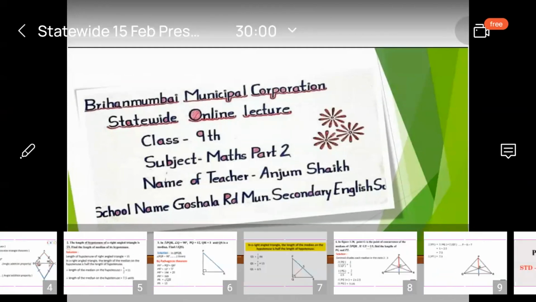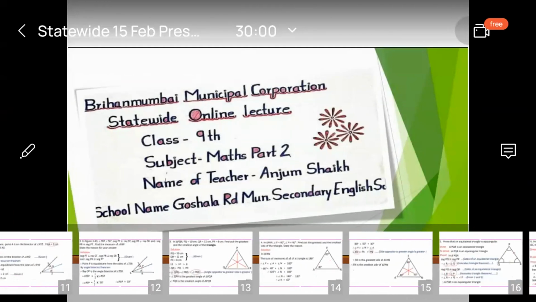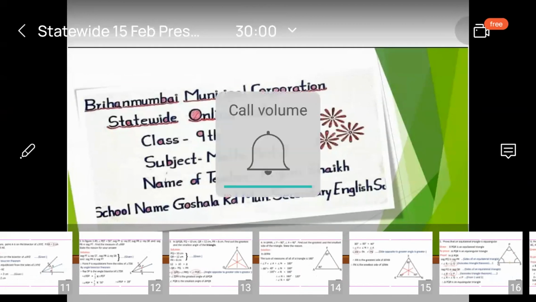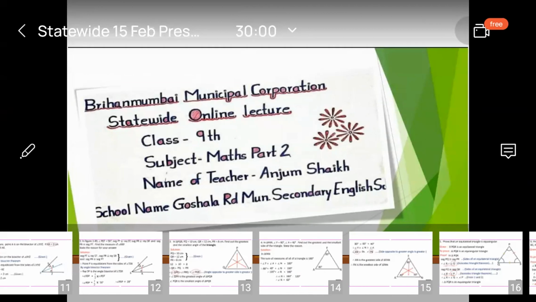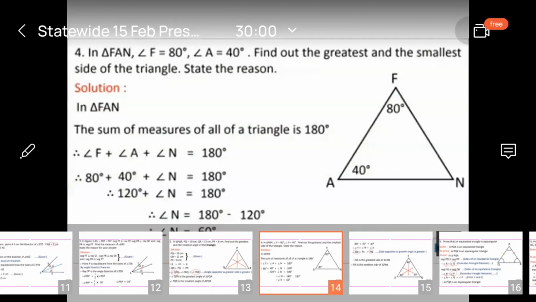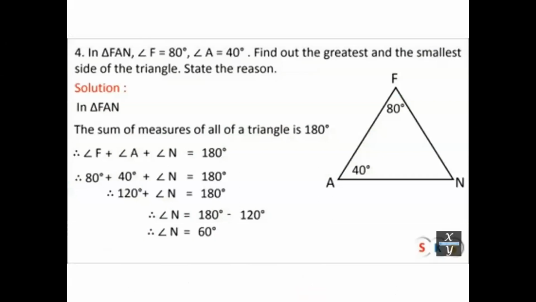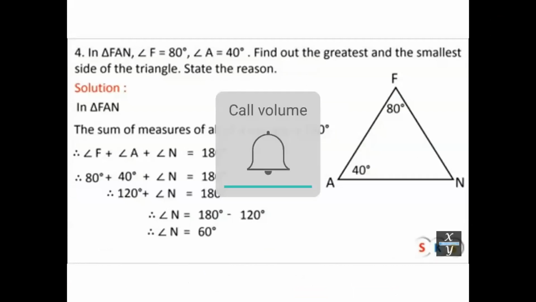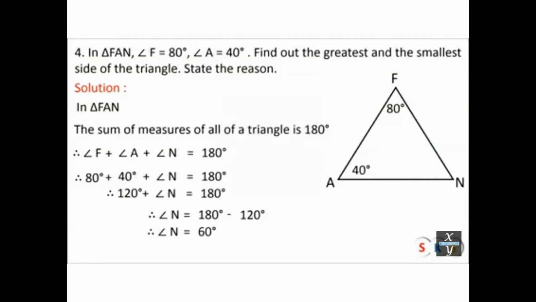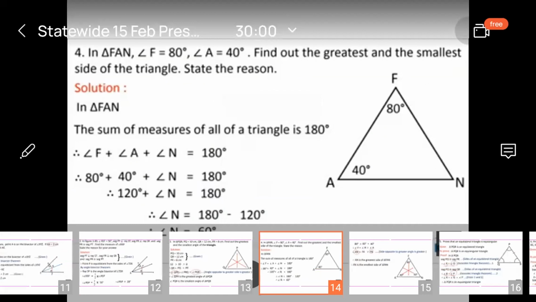In yesterday's class, we started practice set 3.4 and completed the first 3 examples. So now we will start example number 4. Here in the slide, you can see example 4 along with its solution. So see, what is the example?